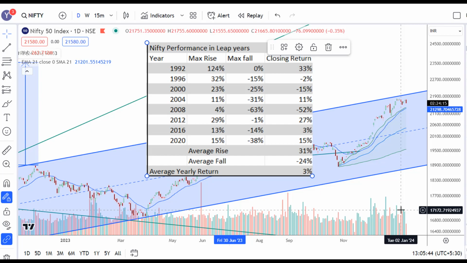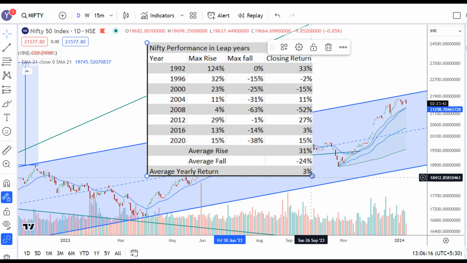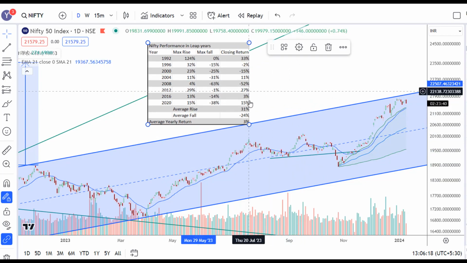By looking at this data, it should be clear that if you go by this data, then you should not expect a straightforward rally in the Indian market either. So there may be both way movement, and you can expect certainly a 15-20% kind of fall at some point in the Indian markets as well. So that was just analysis using the leap year data.